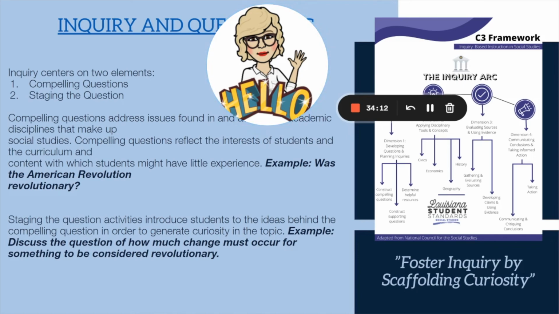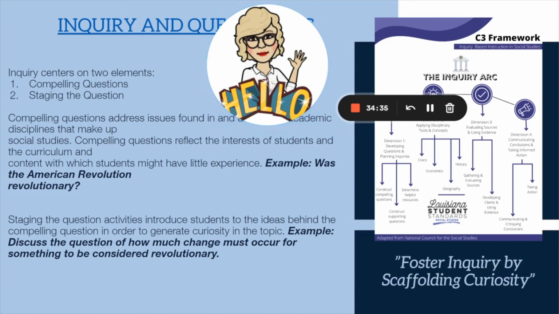In a similar manner, the staging questions literally have activities that introduce students to the ideas behind the compelling question. It really generates their curious nature for the topic or just wanting to know a why. So an example of a staging question for the compelling question about whether or not the American Revolution was revolutionary is for students to discuss the question of how much change must occur for something to be considered revolutionary.